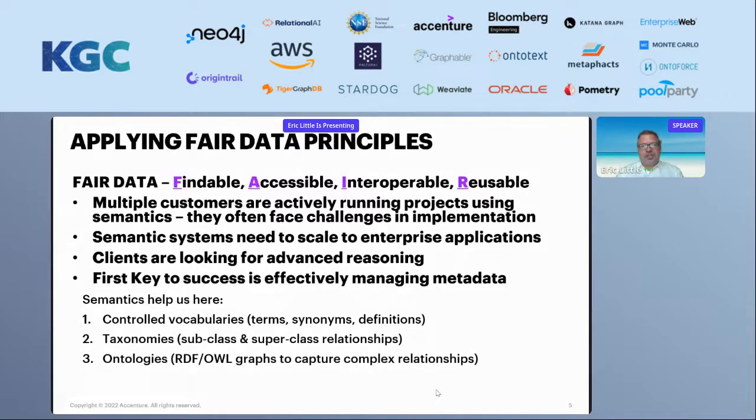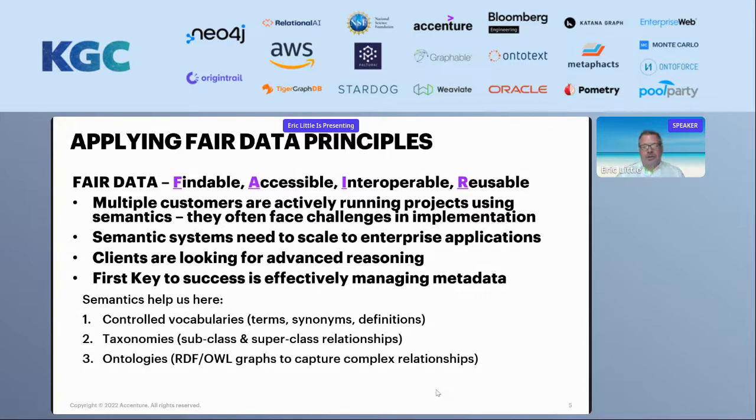And then the first key to success for all of these companies is helping them to better effectively manage their metadata. And so semantics definitely helps us there, between providing things like, at the base level, controlled vocabularies where we can handle terms and synonyms and definitions. So things having to do with LOINC codes or CPT codes for treatments, or ICD codes for diagnosis, or whatever, putting those into taxonomies so we can develop subclass, superclass relationships, and then extending those ontologies to have horizontal relationships where you build actual ontologies in RDF and OWL.